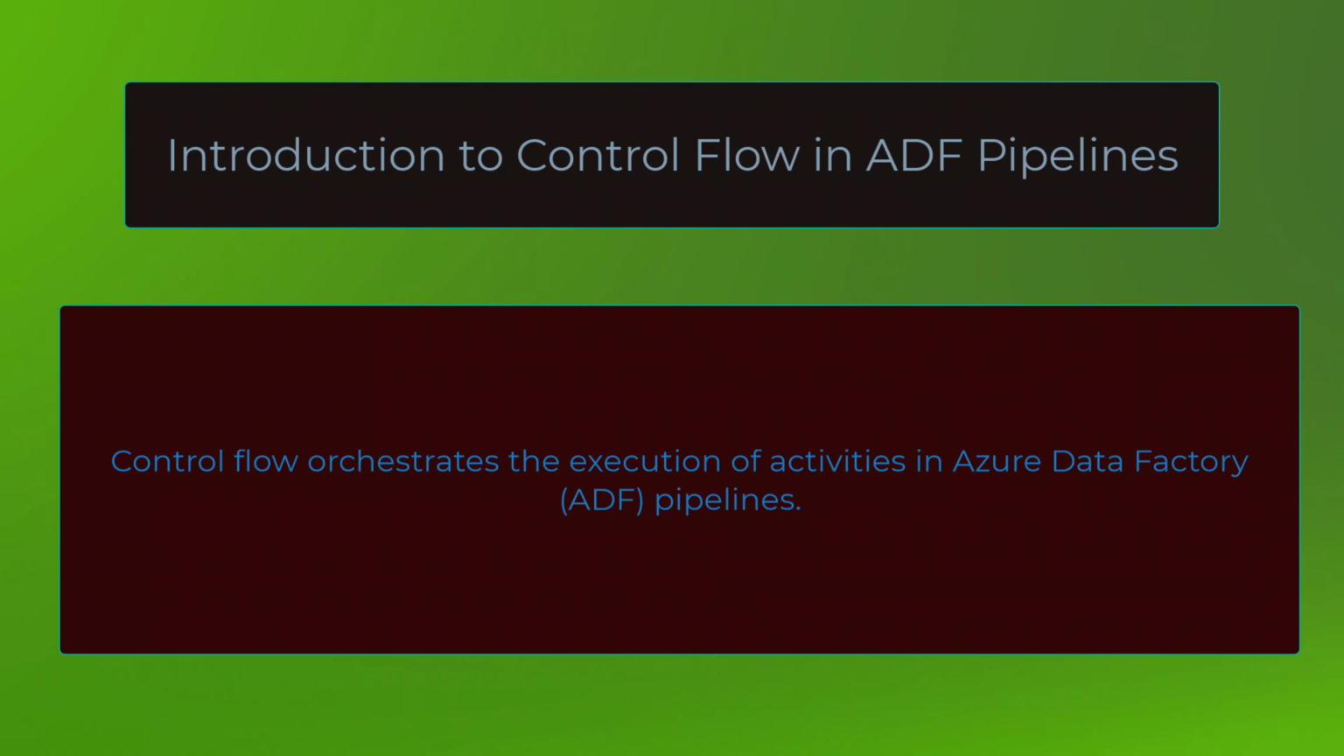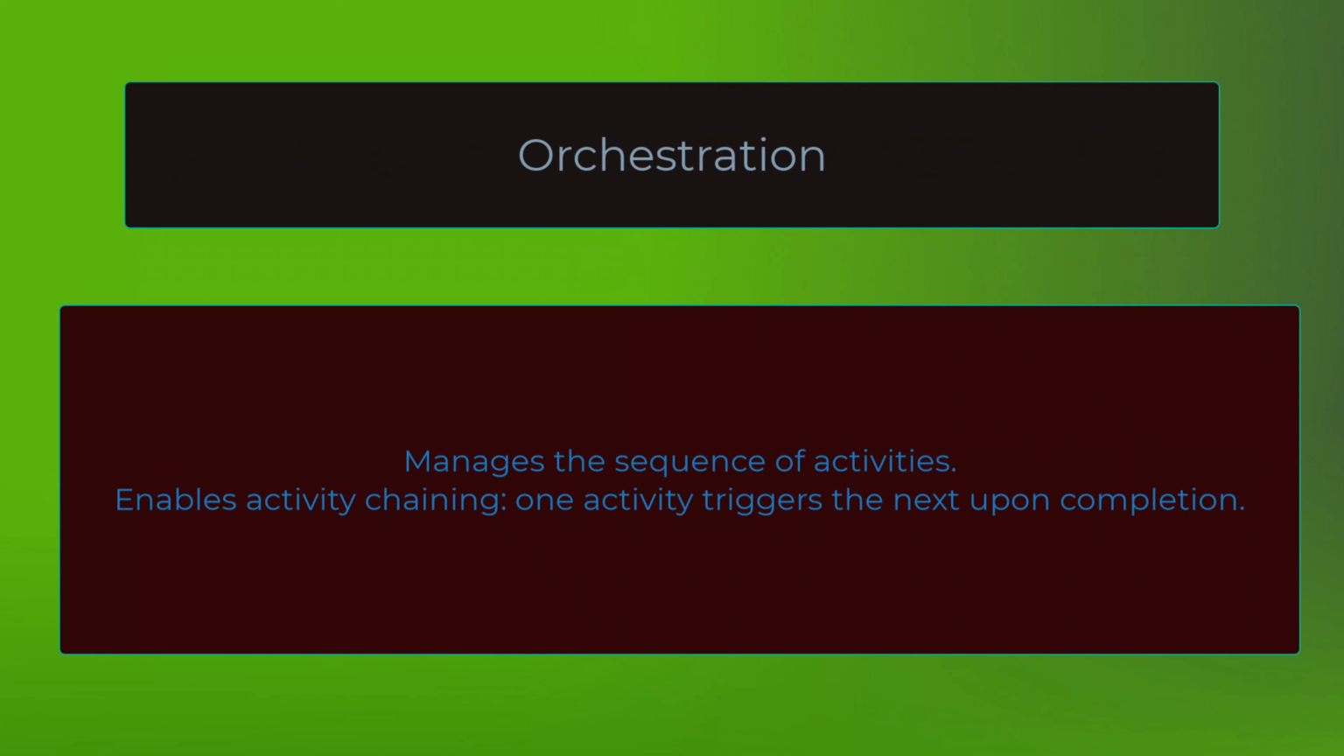processes at Step2C Corp. In Azure Data Factory pipelines, control flow activities are the backbone that dictate the order and execution of your pipeline steps. Whether you need to process data, trigger other activities, or even call other pipelines, control flow helps you manage everything efficiently. Let's start with orchestration.